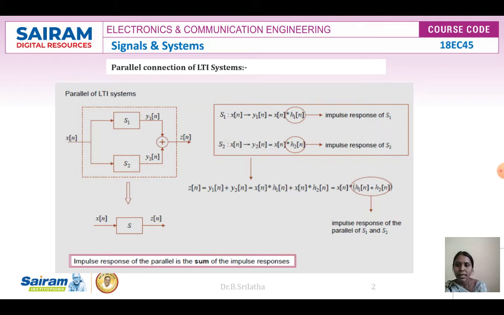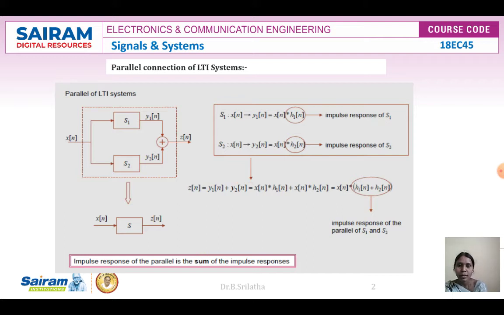In that parallel connection, S1 is one system and S2 is another system. These two systems are connected in parallel. The resultant output is Z of n. Here Z of n is the parallel connection of y1 and y2. So y1 of n plus y2 of n is equal to z of n. That is the parallel. So z of n is equal to y1 of n plus y2 of n.